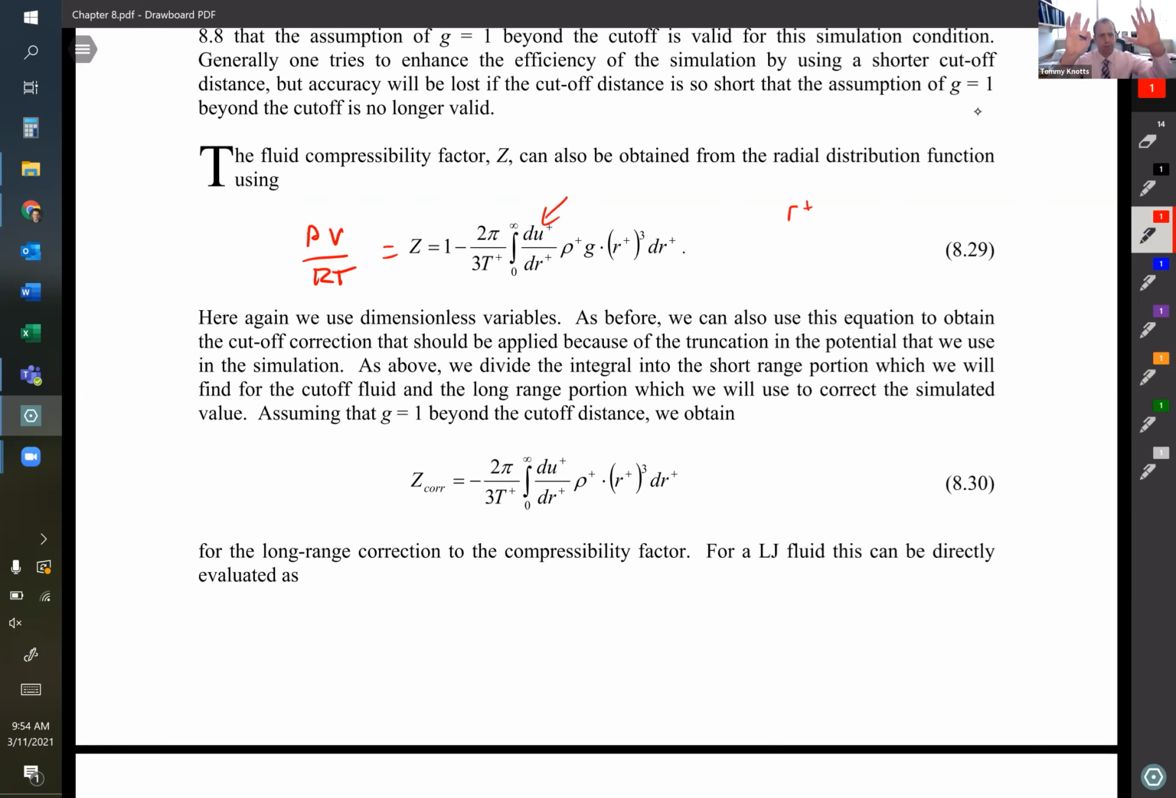Okay, so any questions on the radial distribution function or these equations right here? Because we use these to get some long-range corrections I'm going to talk about. We're going to combine these concepts of cutoff factors with radial distribution functions.